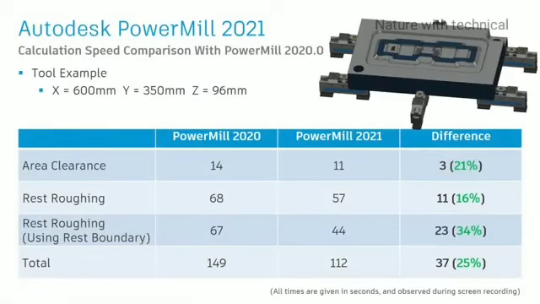Summarizing the results in this test, we can see an overall improvement of 37 seconds, saving 25% overall, showing that on more complex parts the time savings could be significant. Overall, these improvements in calculation performance will minimize your programming time and help maximize your profitability.